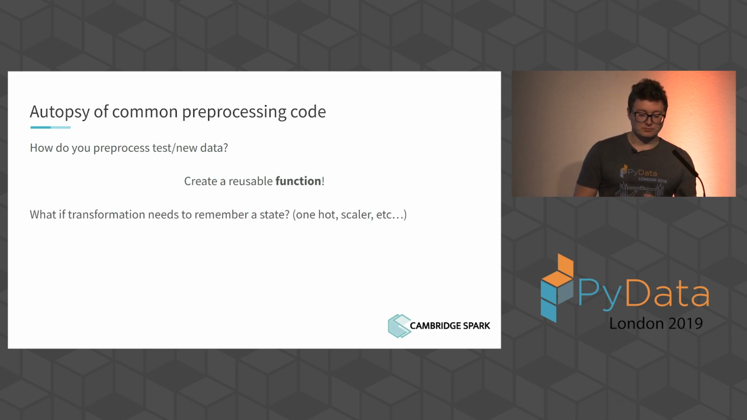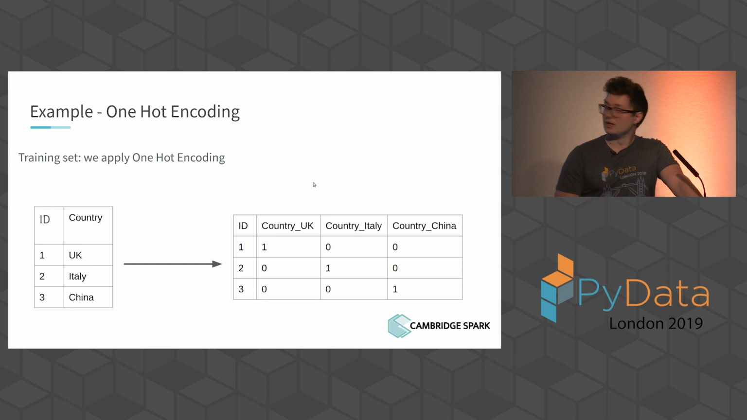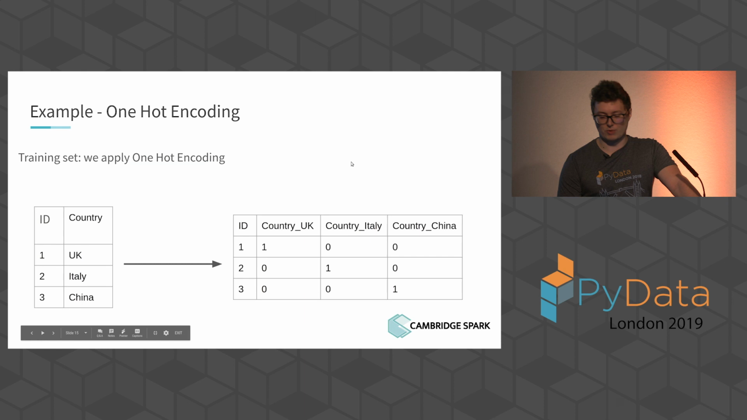Yeah. That's good, but what if that transformation needs to remember a state, which is the case for one-hot encoding, for example, for scaling, and those kinds of operations that learn something from the training data. So just to make sure we're all on the same page with that, I've got an example with one-hot encoding to make clear what I mean by that. So, say here you've got this training data with some countries for multiple people, and then you apply one-hot encoding on it. So that's what you get out of it. So country UK for the first row, country Italy, and then you have ones and zeros there.